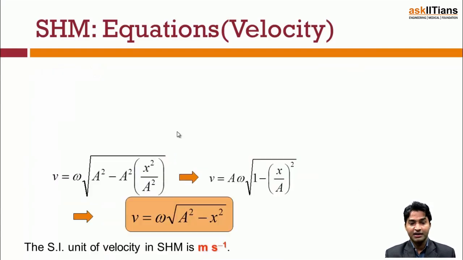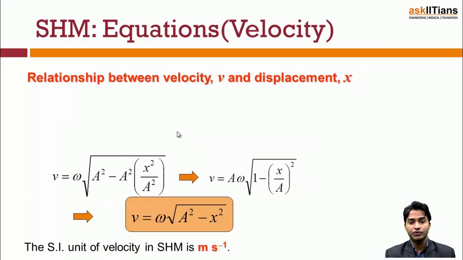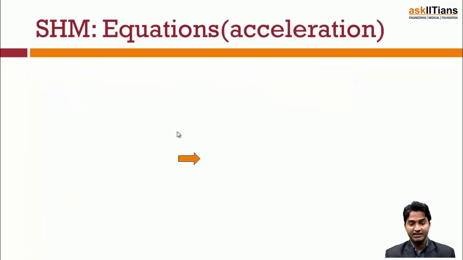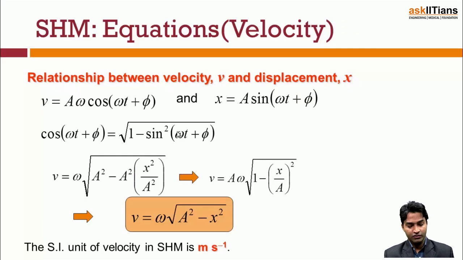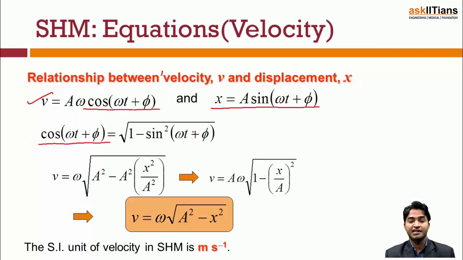And that is it. Now, third case, we want to draft the relationship between velocity and displacement. So if v is equal to a omega cos(omega t plus phi), and x is equal to a sin(omega t plus phi), we would like to draft a mathematical equation like sin square theta plus cos square theta is equal to 1. We would like to find cos(omega t plus phi) is equal to under root of 1 minus sin square(omega t plus phi).